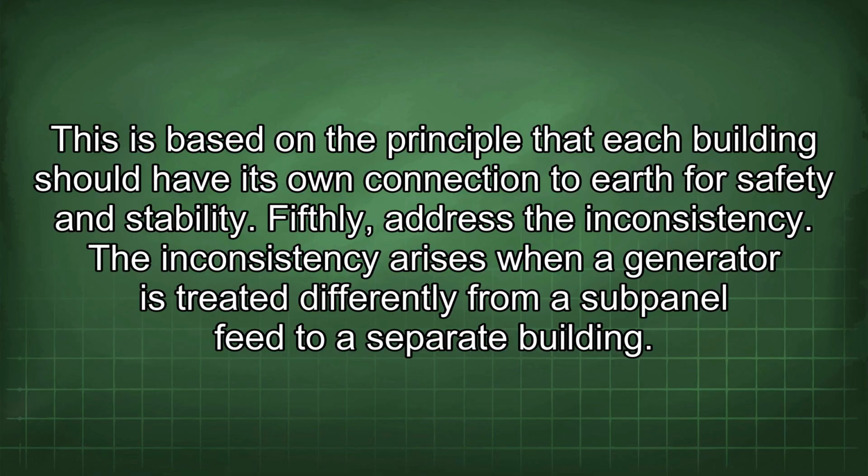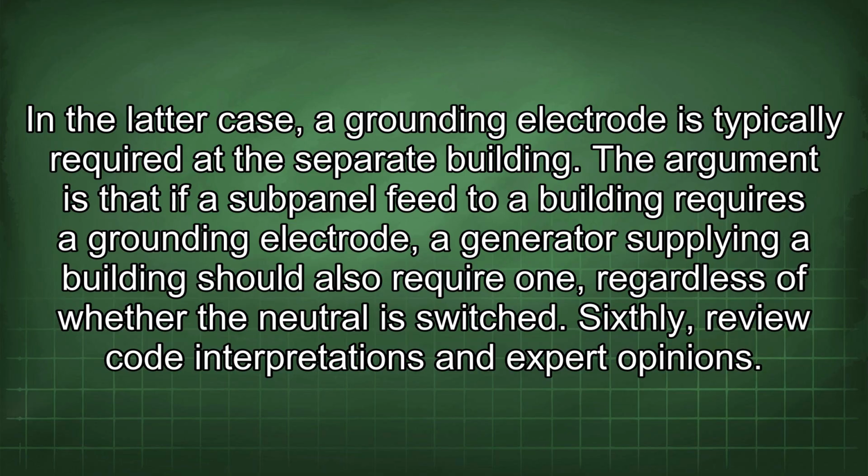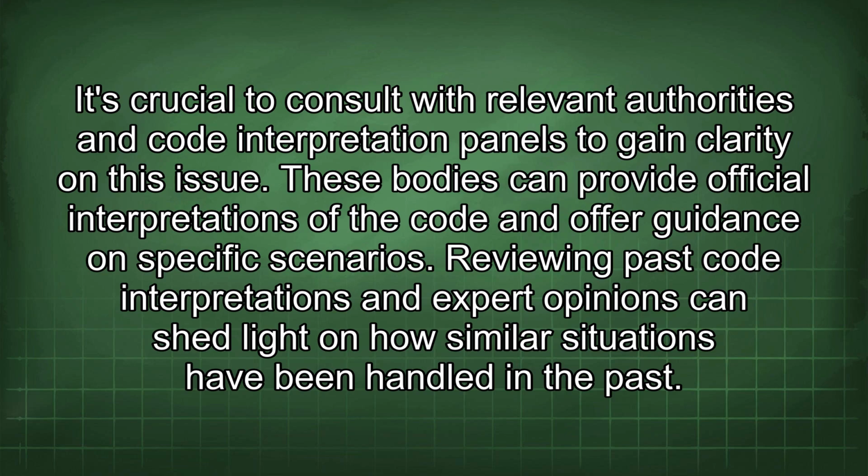Fifthly, address the inconsistency. The inconsistency arises when a generator is treated differently from a subpanel feed to a separate building. In the latter case, a grounding electrode is typically required at the separate building. The argument is that if a subpanel feed to a building requires a grounding electrode, a generator supplying a building should also require one, regardless of whether the neutral is switched. Sixthly, review code interpretations and expert opinions. It's crucial to consult with relevant authorities and code interpretation panels to gain clarity on this issue. These bodies can provide official interpretations of the code and offer guidance on specific scenarios. Reviewing past code interpretations and expert opinions can shed light on how similar situations have been handled in the past.